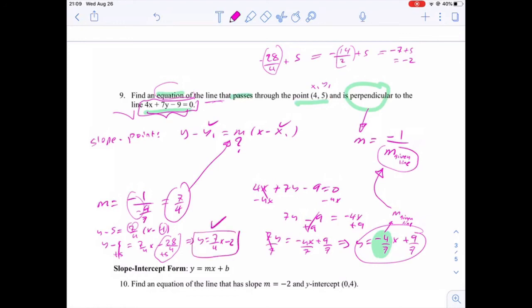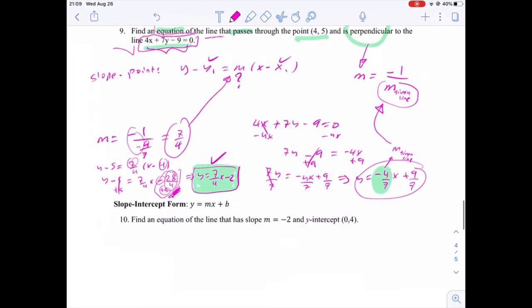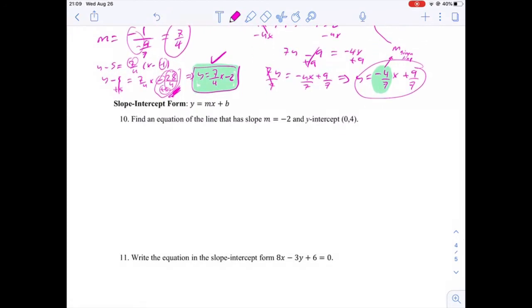So this is the equation of the line that passes through the point 4, 5 and is perpendicular to the given equation. Or from here, you can simplify the equation. I used maybe the long method here, with more steps than we need. Actually, from here, 28 over 4 is 7. So -7 plus 5 is just -2.